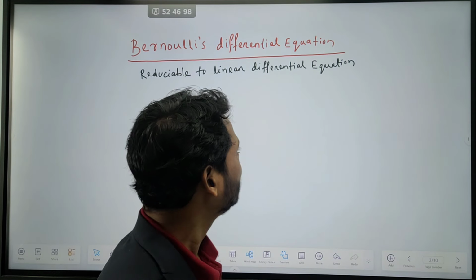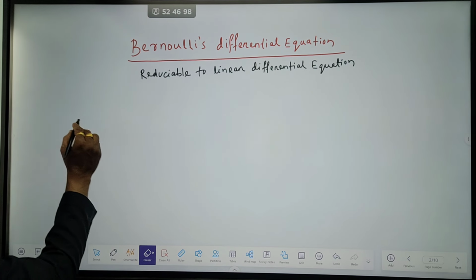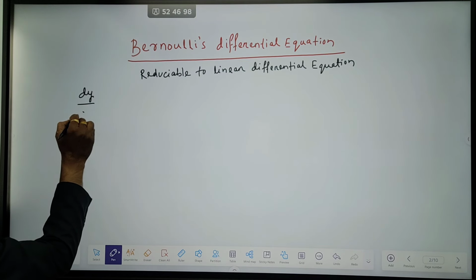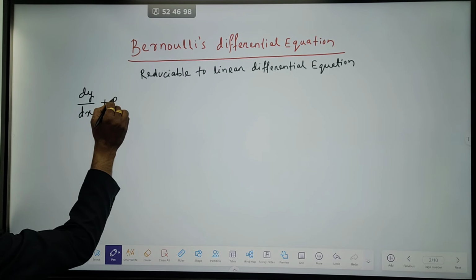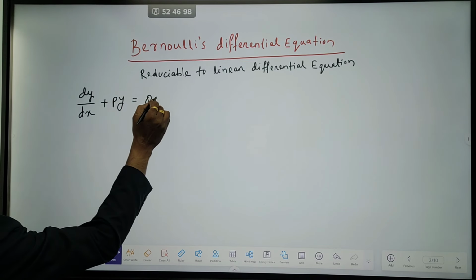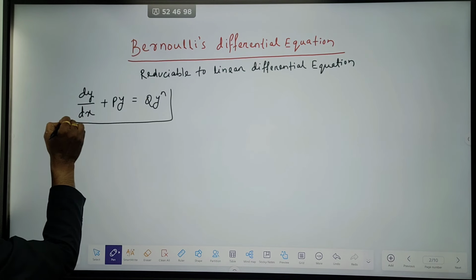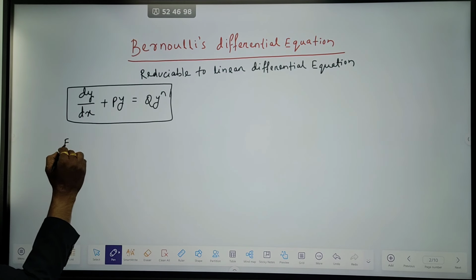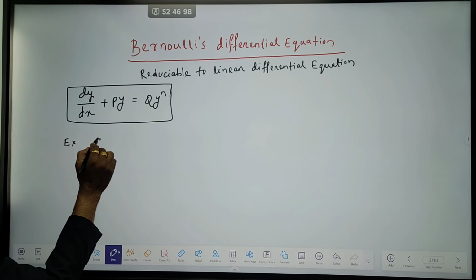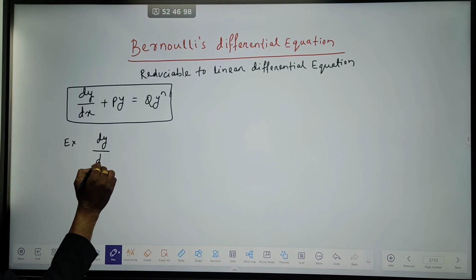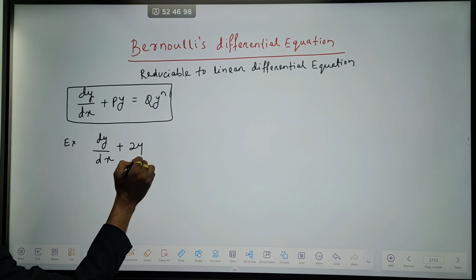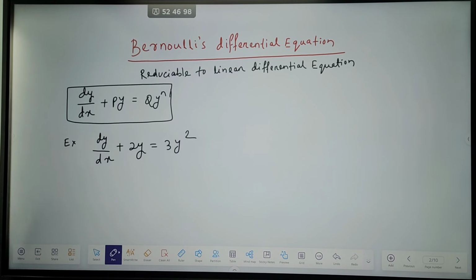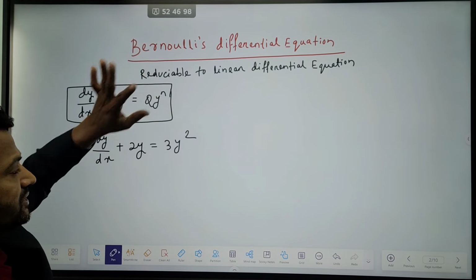So let's start. So पहले देखते हैं Bernoulli's differential equation का standard form क्या होता है. The standard form is dy by dx plus py is equal to qy to the power n. ये हो गया the standard form of Bernoulli's differential equation. Let's take an example like dy by dx plus 2y is equal to 3y square. So like that. ये हो गया the standard form of Bernoulli's differential equation.